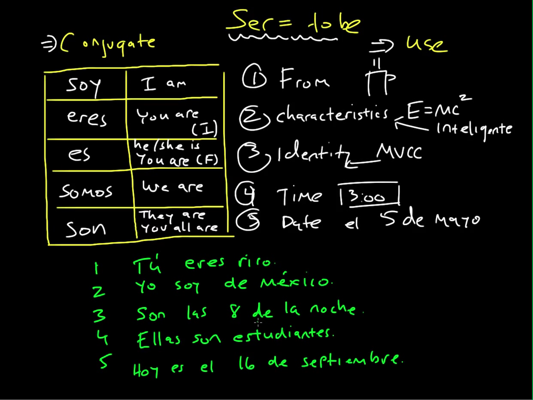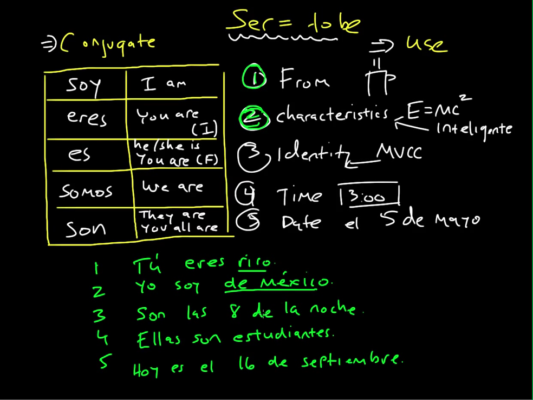Okay, so let's look at our sentence. So in this first sentence, tú eres rico, okay? Rico is the key word in this sentence. Rico means rich, okay? So if you are rich, that is going to be a characteristic, okay? So that would be number 2. Number 2, yo soy de México. De México tells me where you are from. So that would be an example of number 1.